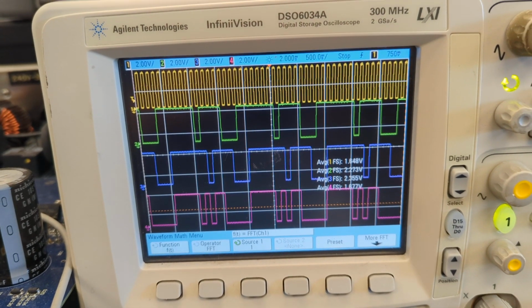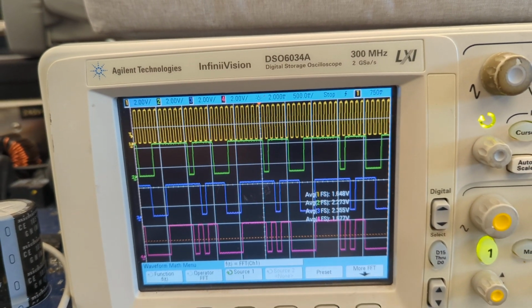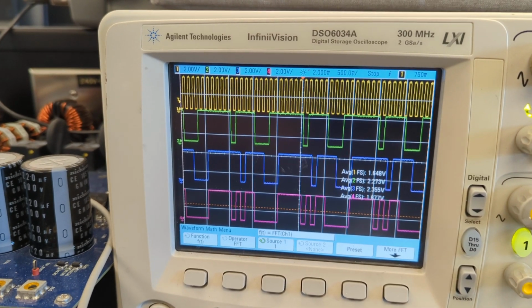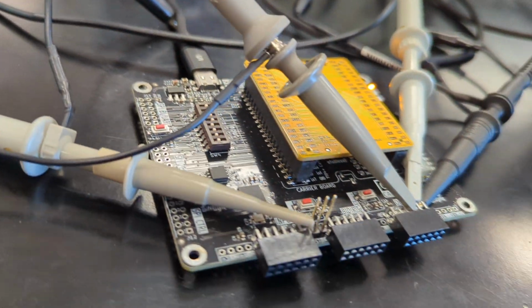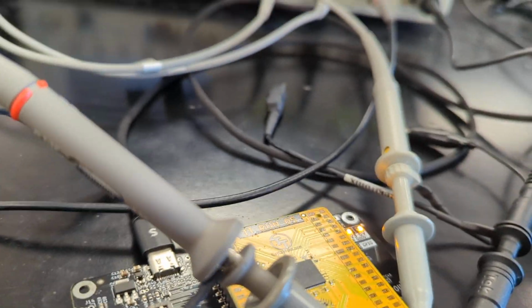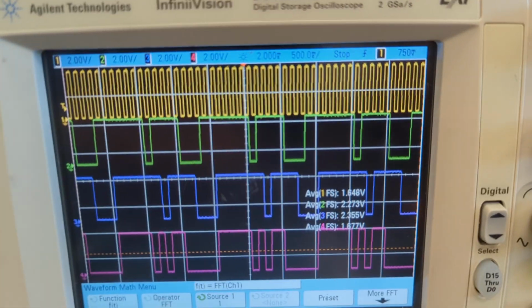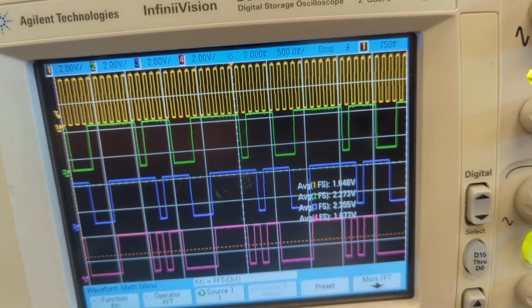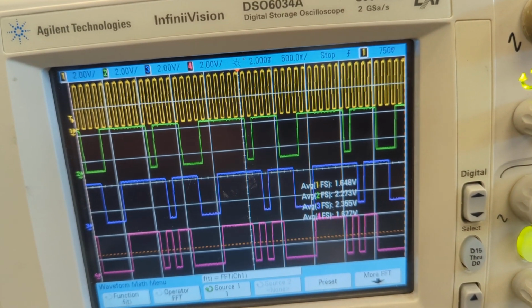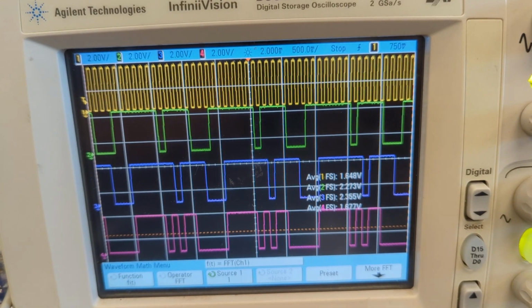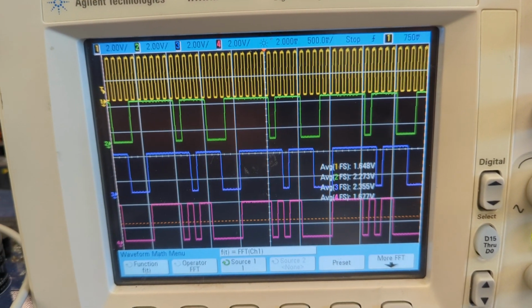All right, today we're showing off our stochastic multiplier that just came back from Tiny Tape Out 5. Here's the demo board, and we've done a few tests. A stochastic multiplier uses a simple digital gate called an AND gate to multiply two signals via probability.